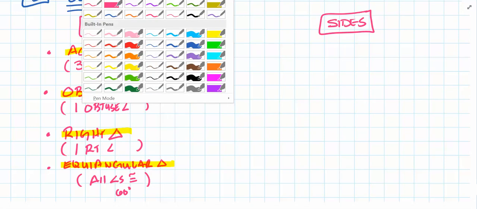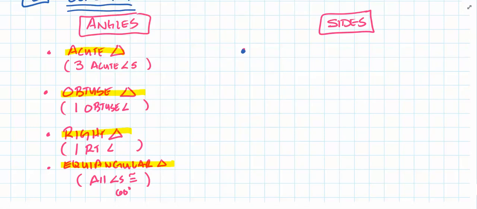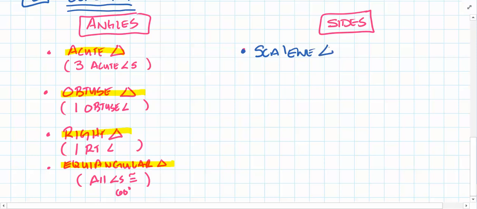In terms of sides, the first way we could do it is we could talk about a scalene triangle. What is a scalene triangle? 3 different sides. Now remember, I'm talking about sides now, so everything's going to be associated with sides. We could talk about an isosceles triangle. Tough word. The 2 sides are the same. Spell it right. Isosceles triangle.